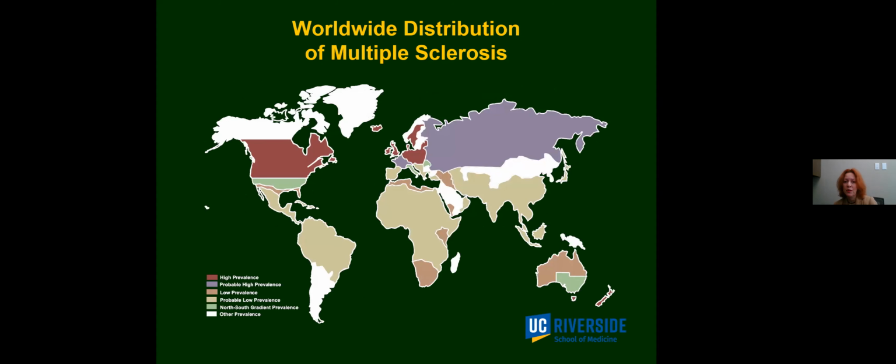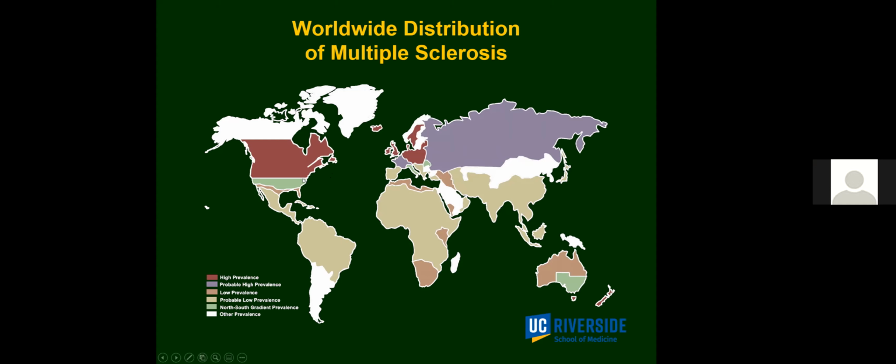And if you think about the worldwide distribution of MS, that's very interesting too. We're in an area of high prevalence, but not as high as northern latitudes of North America and Europe. So these red areas are the highest prevalence.